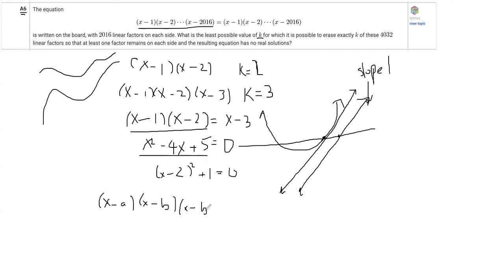So it's going to equal, if you take the derivative of the first term times the rest, plus the derivative of the second term times the rest, plus the derivative of the third one times the rest. So it's going to look like the cyclic sum of x minus b times x minus c, because the derivative of x minus a is just 1.